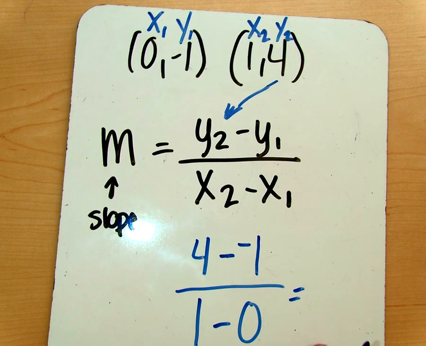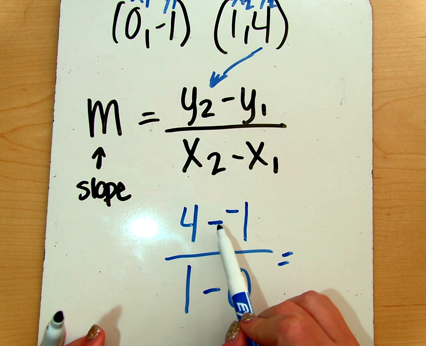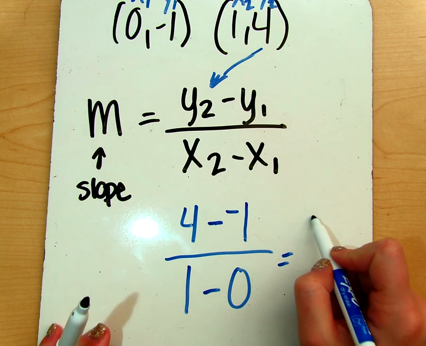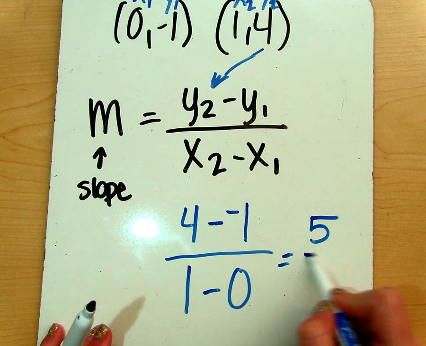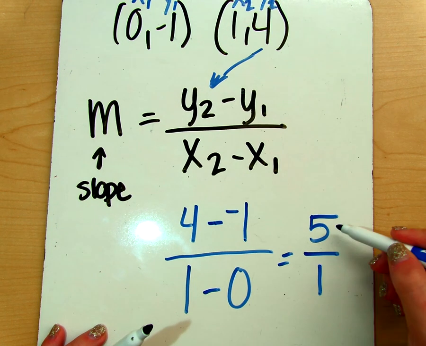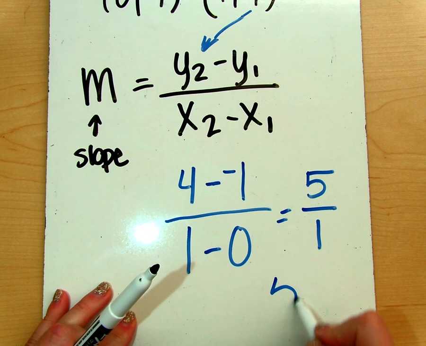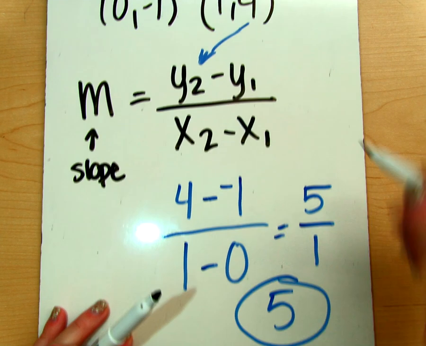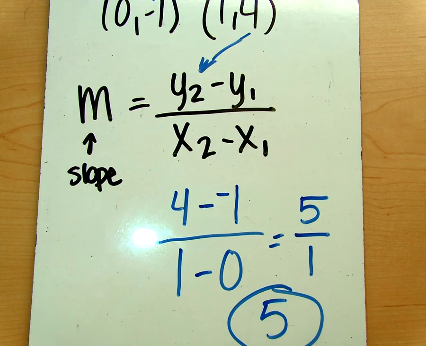And please remember, you have to solve the top and then the bottom. You cannot plug this whole thing into your calculator. So 4 minus -1 is 5. 1 minus 0 is 1. And 5/1, because we always have to simplify slope, is 5. So our slope of this line is 5. So it's just a different way to find slope.